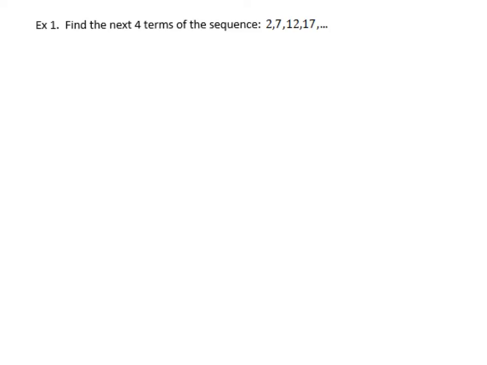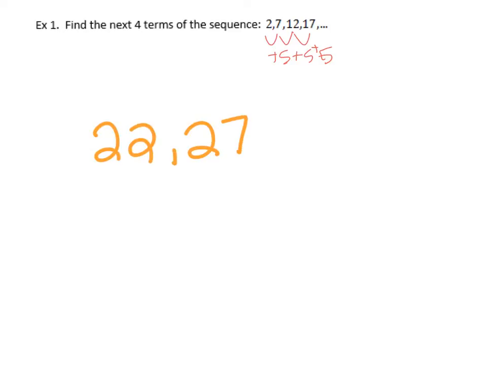So I want to find the next four terms of the sequence. So this one should be pretty easy. You just have to figure out what the pattern is. So if I look at each one of these, I'm adding 5 every time. So if I add 5, 17 plus 5 gives me 22. Add another 5, I get 27. Add another 5, I get 32. Add another 5, I get 37. So those are my next 4 terms of my sequence. So you pretty much just, in this first section, have to figure out what the pattern is.